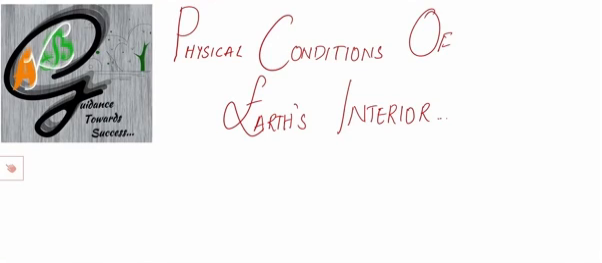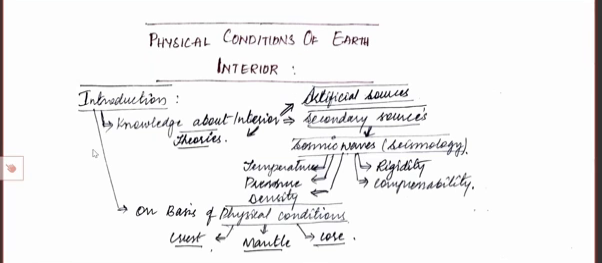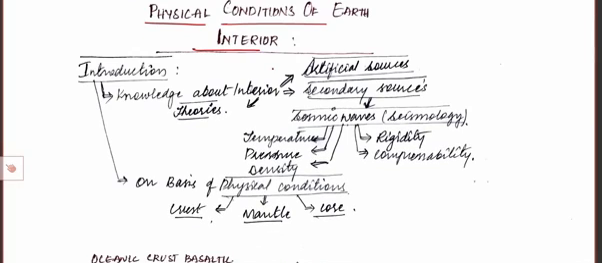Into our topic. So this is our topic, physical conditions of Earth's interior. So what is the interior of the Earth? Today we are going to see what is present inside the Earth. So Earth is like a circle or like a ball. We usually see what is happening on its surface, but we don't know what exists inside it.